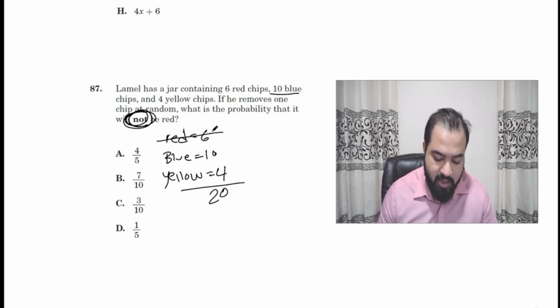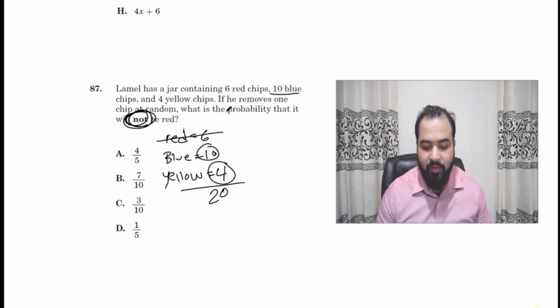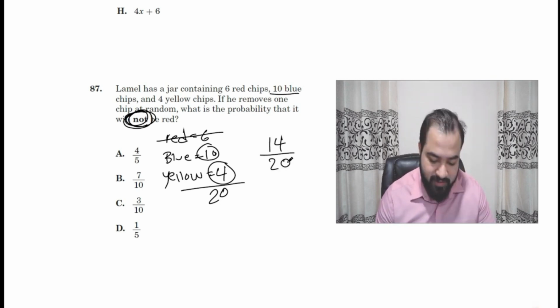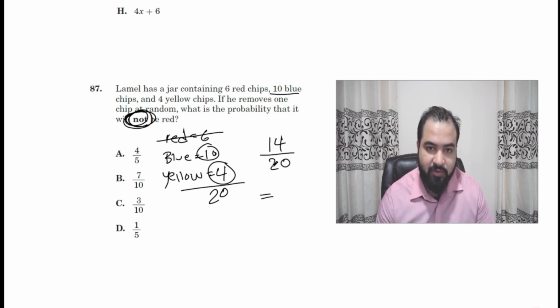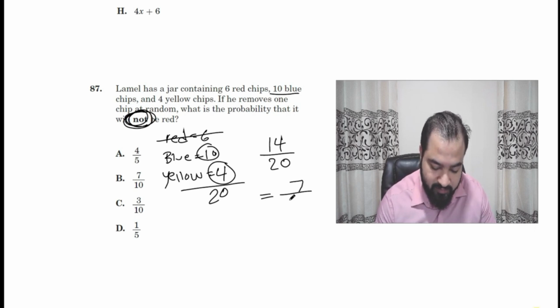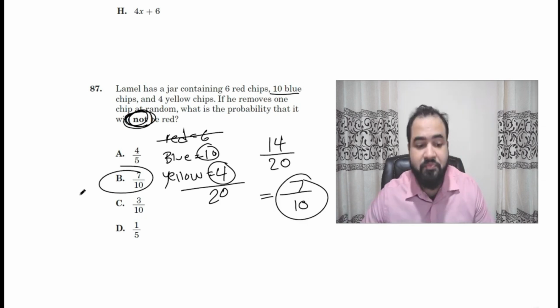Here in total we have 20 chips, but he said don't pick red. So if we don't pick red, we have 10 blue and 4 yellow, so total 14. Now the probability that it will not be red is 14 out of 20. You got it. Now how do we simplify it? You guys know how to simplify? How do we simplify 14 out of 20? We can divide by 2, top and bottom, we get a 7 out of 5? No, 10. Good job. So that's 7 out of 10.